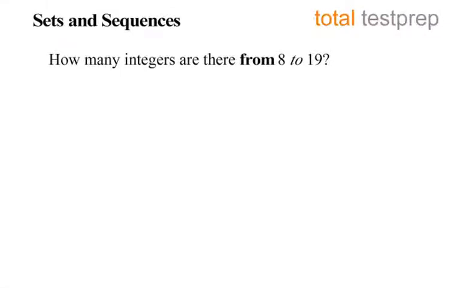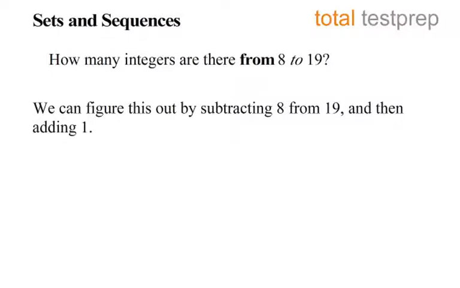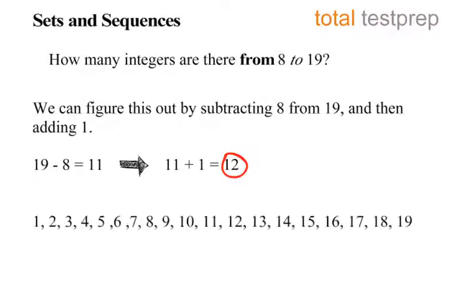If you want to find how many numbers there are from 8 to 19, you can figure this out by subtracting 8 from 19 and then adding 1, in other words using the formula. So we would get 19 minus 8, which is equal to 11, and then adding 1 to that, 11 plus 1 is 12. So there are 12 numbers, or 12 integers, from 8 to 19.